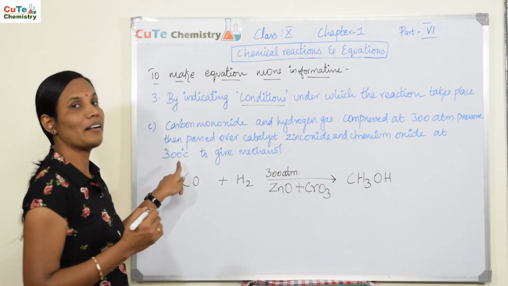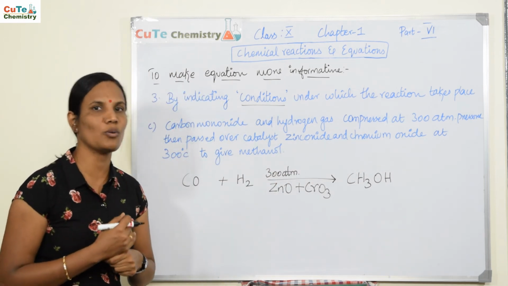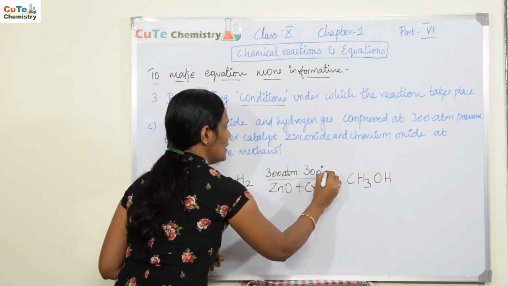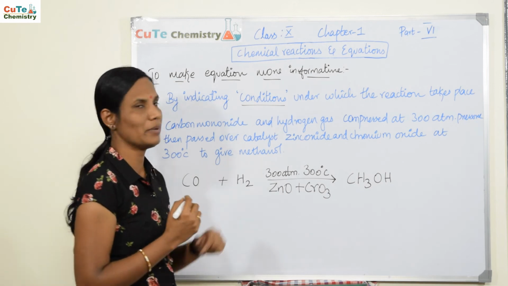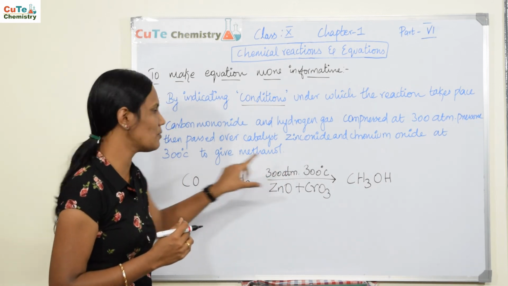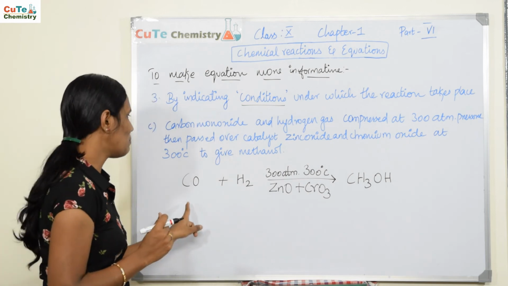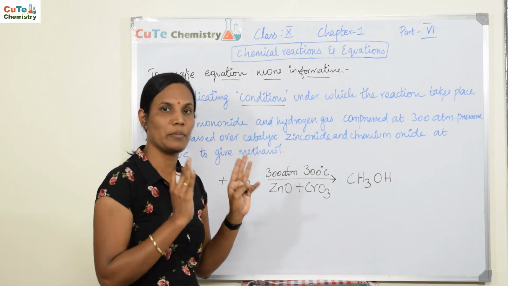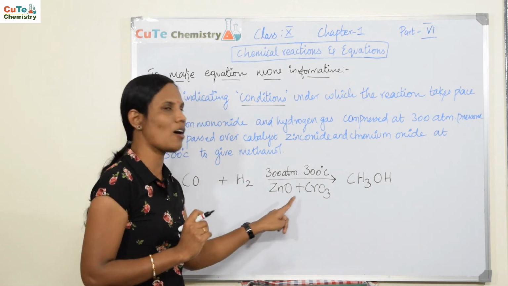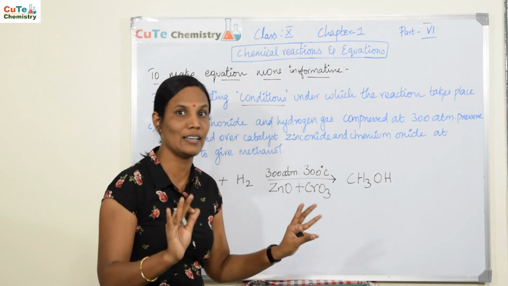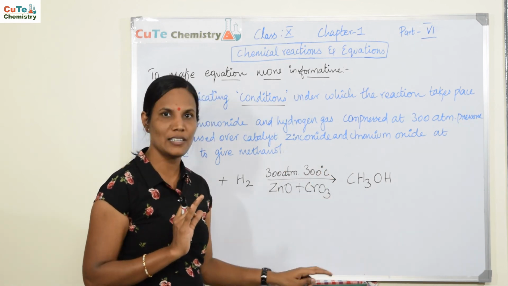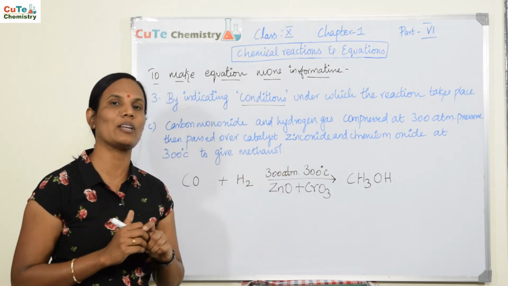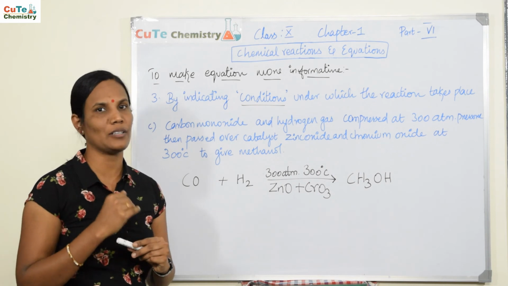At 300 degrees Celsius, temperature is also required for this reaction. So we can write 300 degrees Celsius. It will give methanol. This is the necessary condition for the reaction to take place. Carbon monoxide can combine with hydrogen at 300 atmospheric pressure in the presence of zinc oxide and chromium oxide as a catalyst at 300 degrees Celsius to produce methanol. This is the understanding of the equation when you represent all the necessary conditions for the reaction.